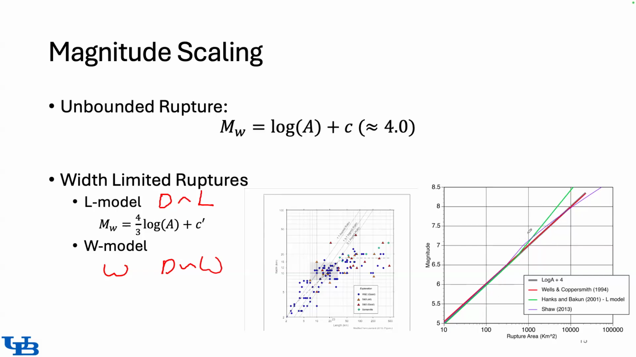And this is what we get between empirical models. The simple model where we assume the log of the area is proportional to the magnitude, and we see that all of these models agree for the small to moderate earthquakes, and then they diverge depending on the assumptions they employ.